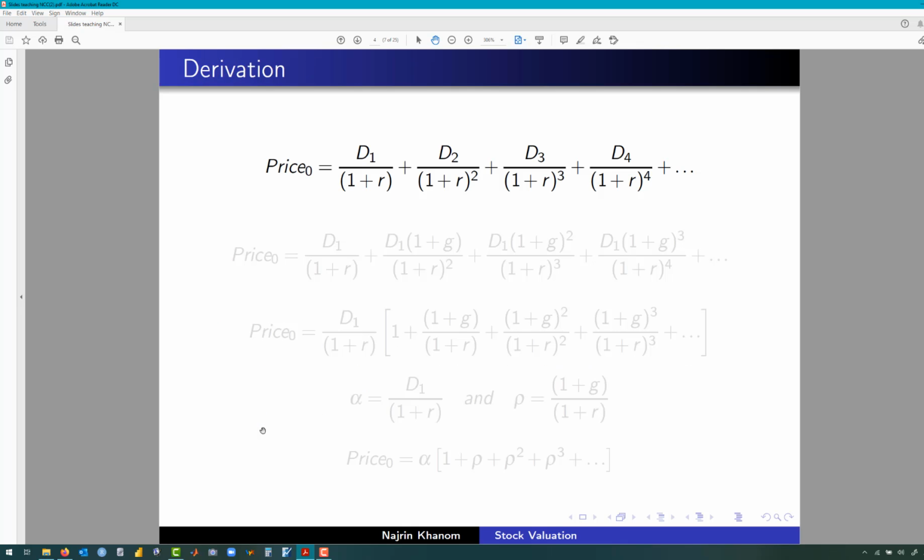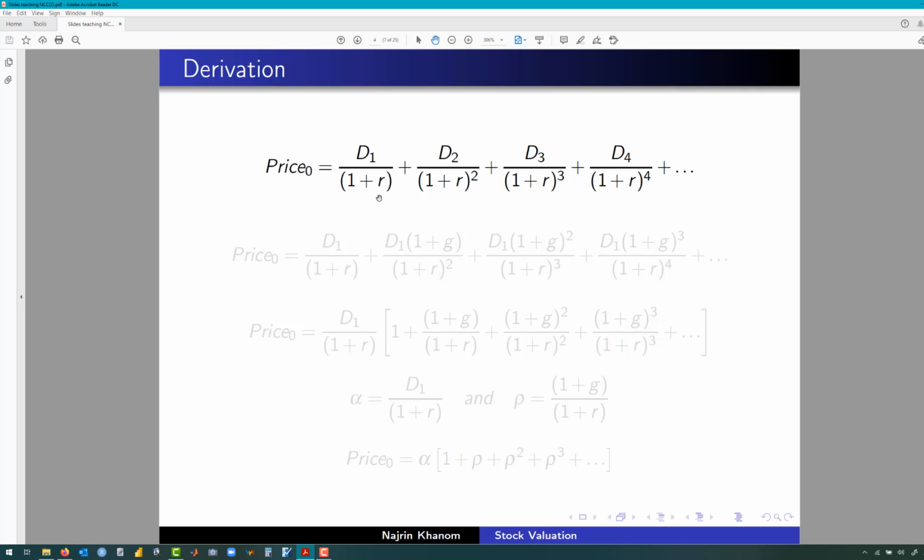All right, so the price of a stock. Let's look at the derivation. If you recall, for a dividend discount model, the price of a stock is the sum of all the future dividends, not just the future dividends, but the future discounted dividends.